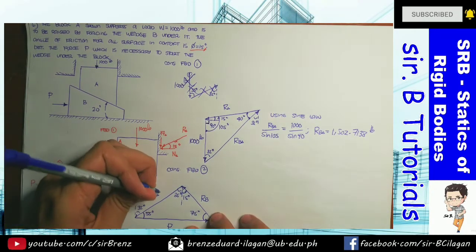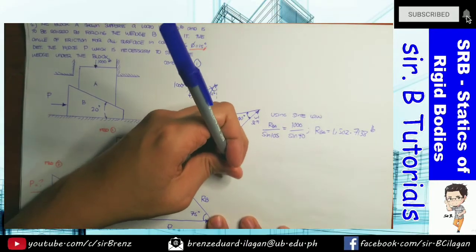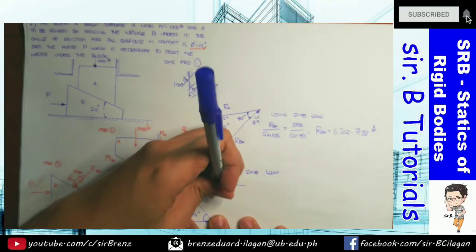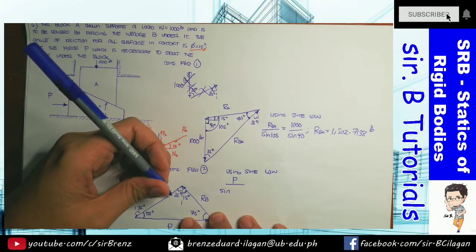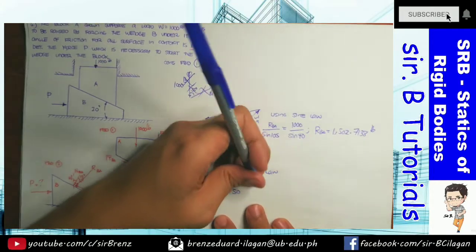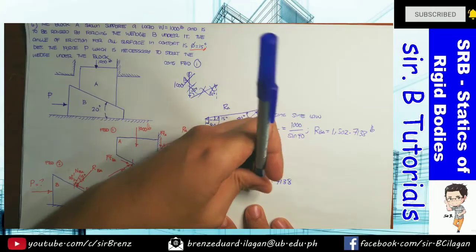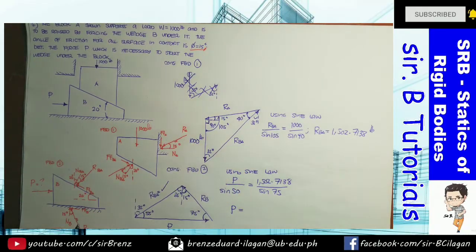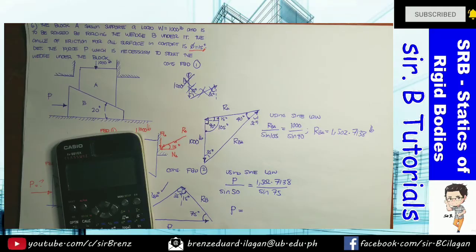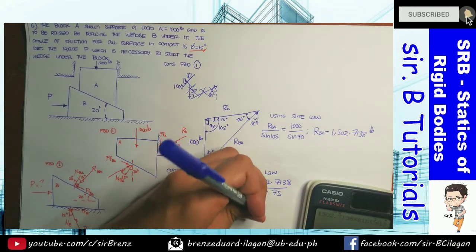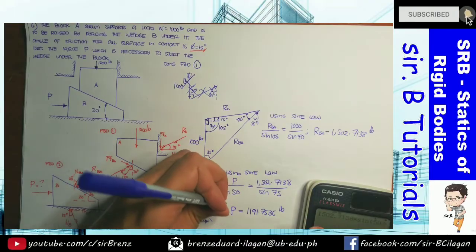Okay, so since we have the value of this, we can now solve for P. So again, using sine law. P over sine of 35 plus 15, so this is 50, is equals to RBA na 1502.7138 over sine of 75. Therefore, we will have a value of P, which is equivalent lang sa 1502.7138 times sine 50 divided by sine of 75. Or the answer is 1191.7536 pounds. Okay, so this is the answer.